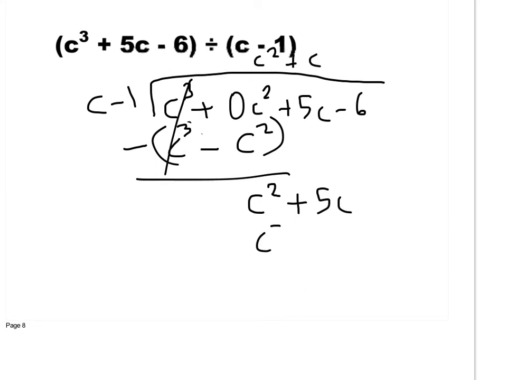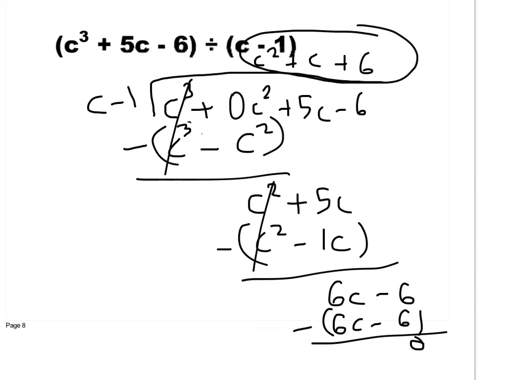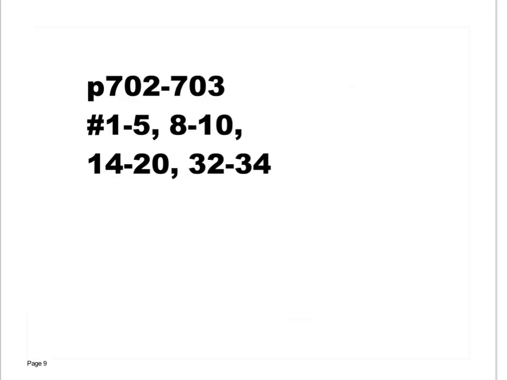C times c is c squared. C times negative 1 is negative 1c. And I subtract that. C squared minus c squared cancels out. 5c minus negative 1c is 6c. I drop down the 6. Now I'm trying to get rid of 6c, so what do I times c minus 1 by? Positive 6. And I get 6c minus 6, which when I subtract both of those, what do I get? 0. So I'm done. There's my answer: c squared plus c plus 6. Here's your homework assignment.